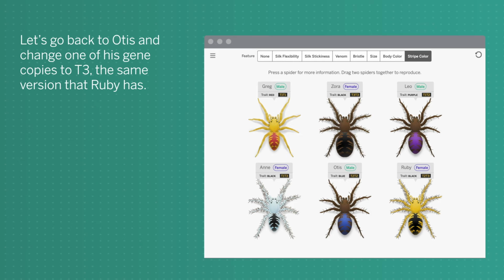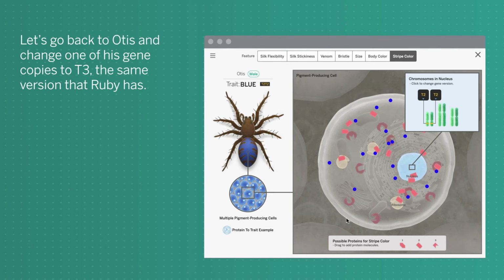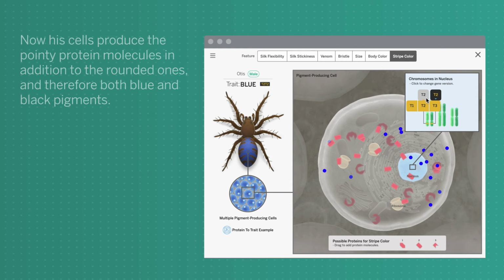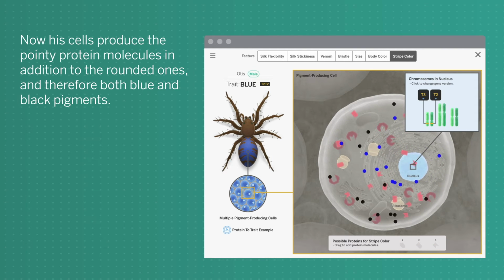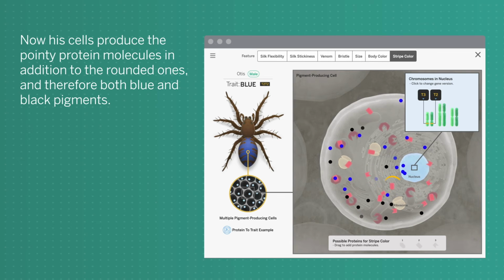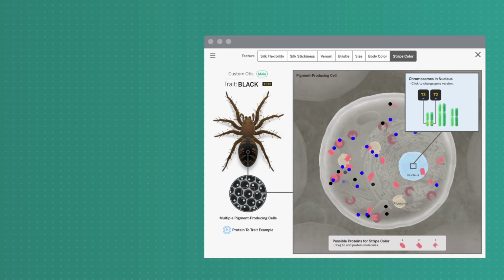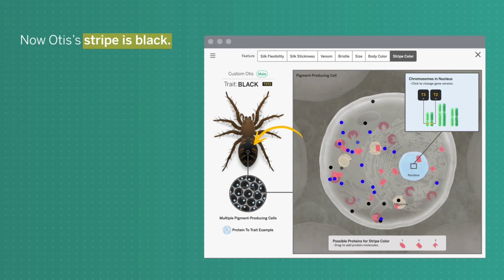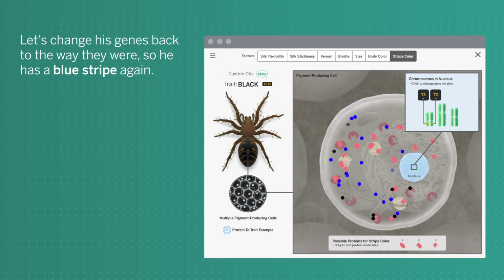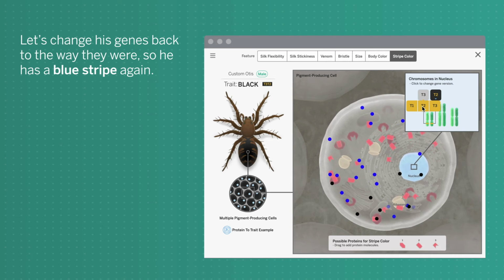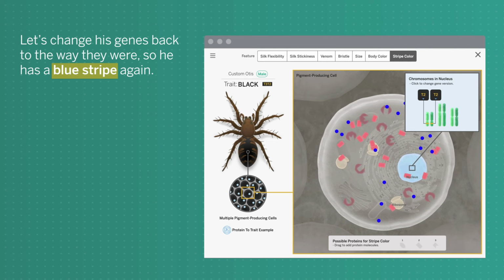Let's go back to Otis and change one of his gene copies to T3, the same version that Ruby has. Now, his cells produce the pointy protein molecules in addition to the rounded ones, and therefore both blue and black pigments. Now, Otis's stripe is black. Let's change his genes back to the way they were, so he has a blue stripe again.